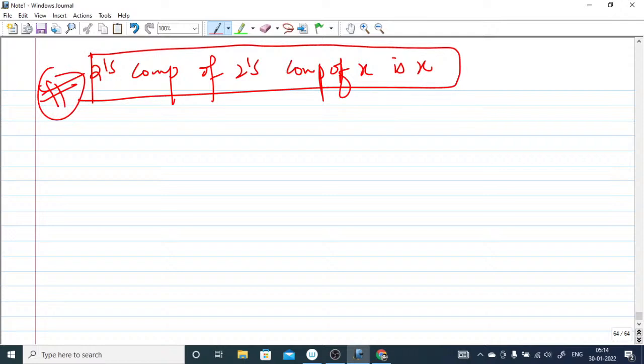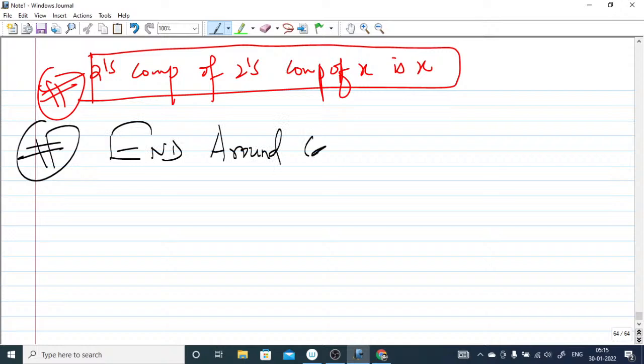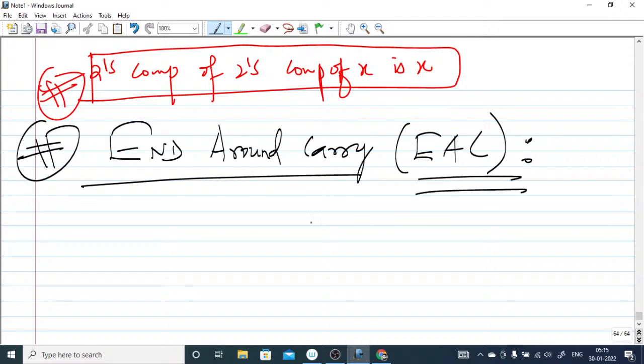Okay, so let us talk about the concept called end around carry. Very important concept, right? What is end around carry? End around carry, abbreviated as EAC, right?